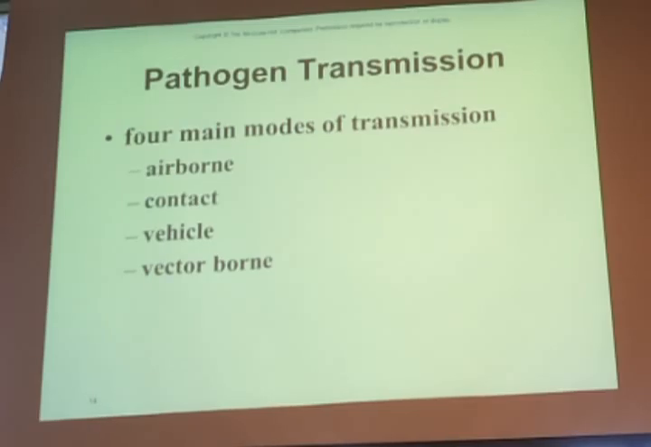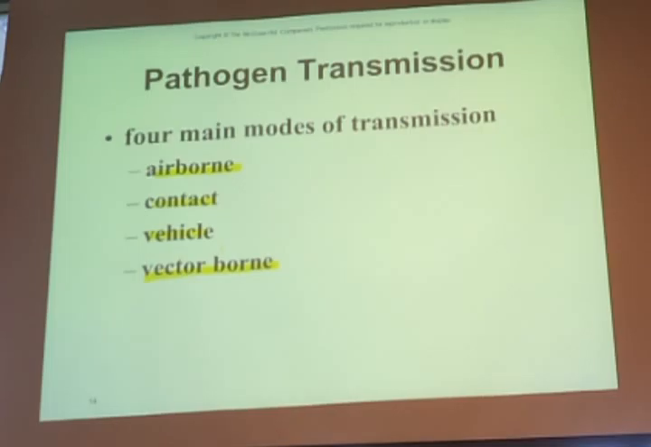Modes of transmission, then, are airborne, contact, vehicle, or vector-borne. Vehicle would be something like the fomite idea, where some particular thing has been contaminated and then is going to contaminate somebody else. Contact in this case is person-to-person contact. And you know what vector-borne is, right? That's through a mosquito or a fly or flea or anything like that.